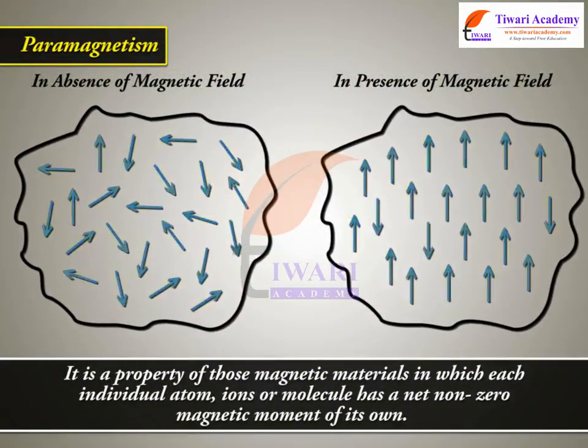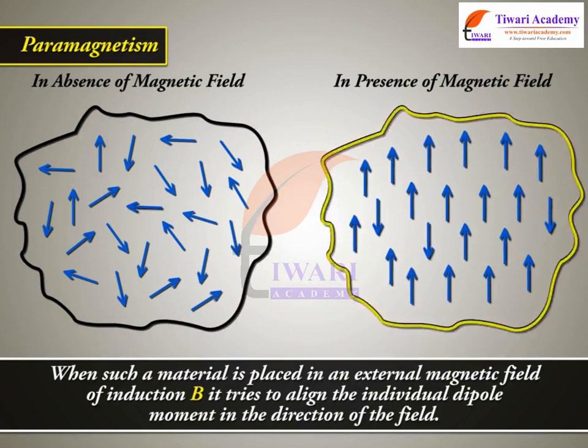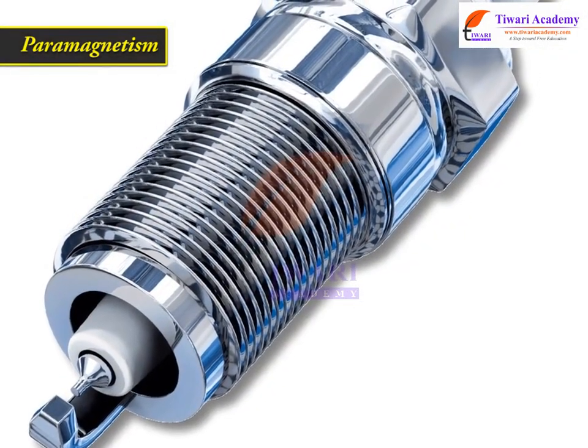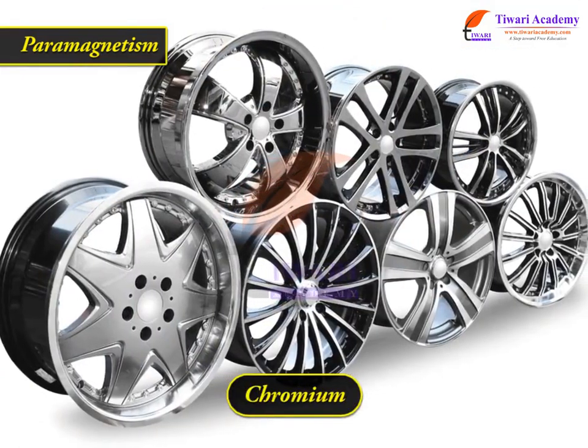Paramagnetism. It is a property of those magnetic materials in which each individual atom, ion, or molecule has a net non-zero magnetic moment of its own. When such a material is placed in an external magnetic field of induction B, it tries to align the individual dipole moments in the direction of the field. Some examples of paramagnetism are platinum, chromium, etc.